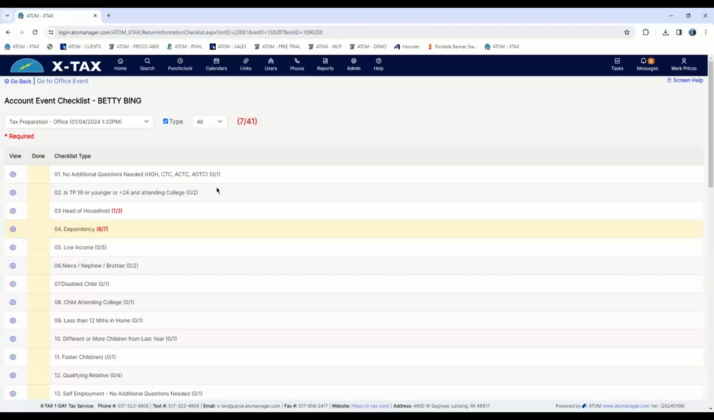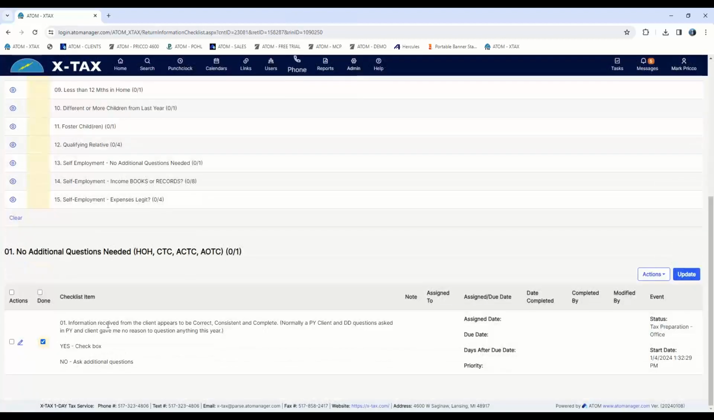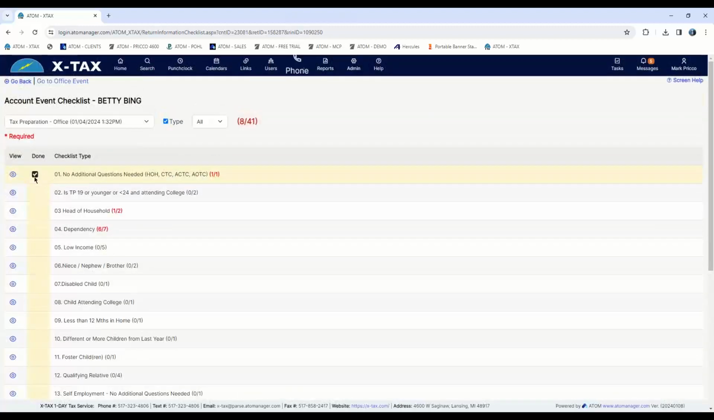Now, a lot of times our senior preparers may not need to ask additional questions. So what they're going to do is check the box: all the information received, correct, consistent, and complete. So no additional knowledge questions were needed. You'll see several returns like that checked right here.